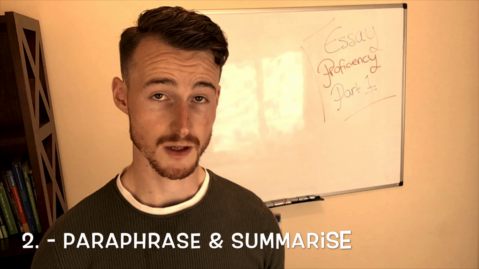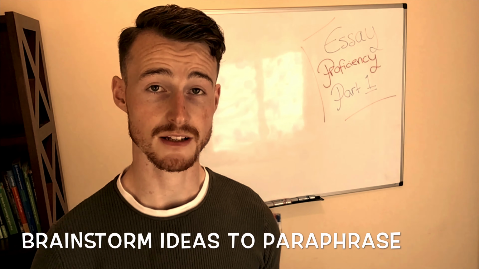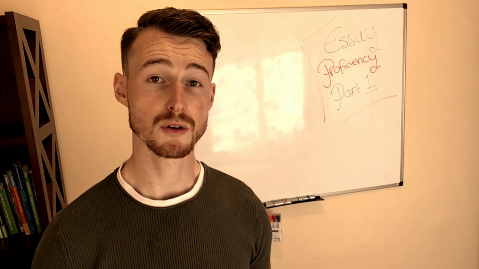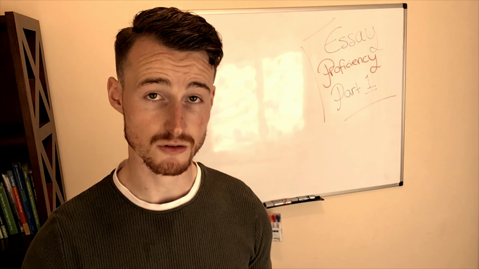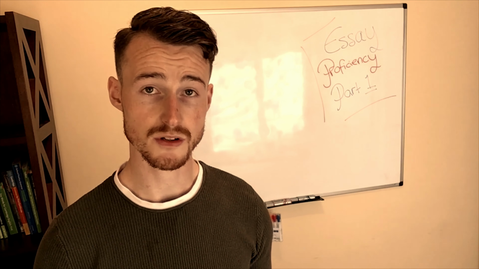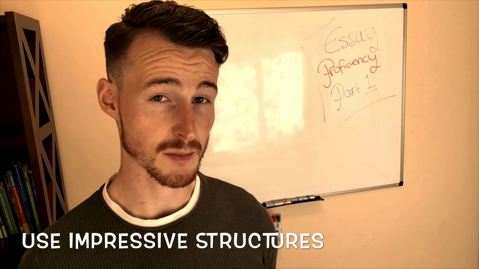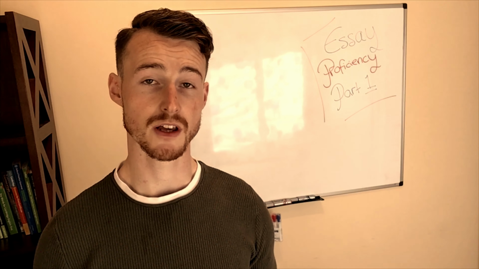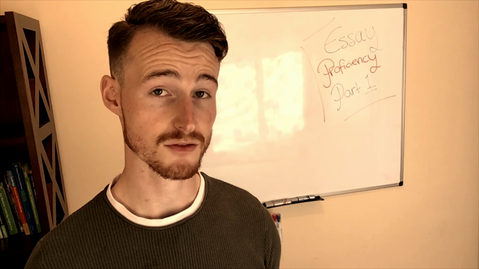Step 2. Paraphrase and summarize. Here is where you should look to brainstorm different ideas to paraphrase. How are you going to take something from the text and put it into your own words? And of course, summarize the points. Here is where we could also look to use some impressive structures such as expressions, inversions, collocations, and even passive structures.